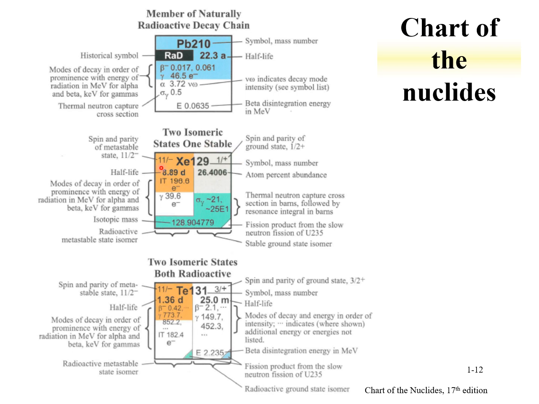So this is a metastable state, ground state, spin and parity, half-life, decay modes. Ground state, spin and parity. This is stable, so this is the atomic abundance. And then two isomeric states that are both radioactive, so tellurium-131. The metastable state, spin and parity, 11/2 minus. Ground state, 3/2 plus. The half-life of each state, and then the other data as we discussed.